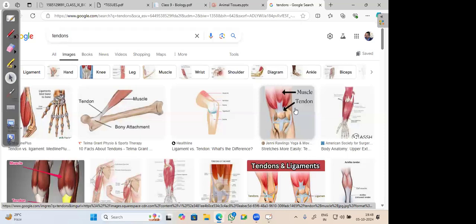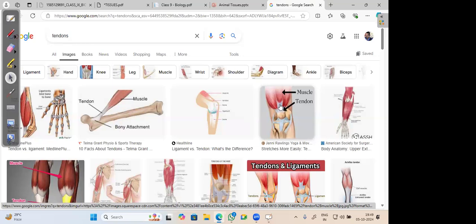Sir, what's the difference between ligament and tendon? Yeah. So that's what I'm saying. The tendon is joining muscle to bone. This muscle is being joined to the bone with the help of a tendon. Whereas the ligament is joining bone to bone. Like the femur is being joined to the lower bone at the knee joint with the help of a ligament. All right.